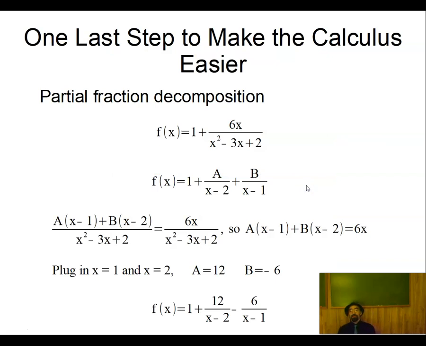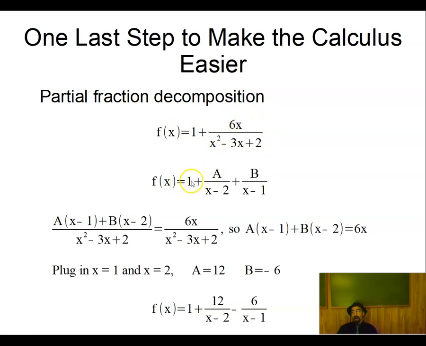There's one last step to make the calculus easier, right? Because if you look at this function here, if we wanted to find the first and second derivatives for finding critical points and points of inflection, we look at this and we get all queasy because we don't want to quotient rule this, especially not twice. But if we use partial fraction decomposition, because this is a rational function, we can do that.